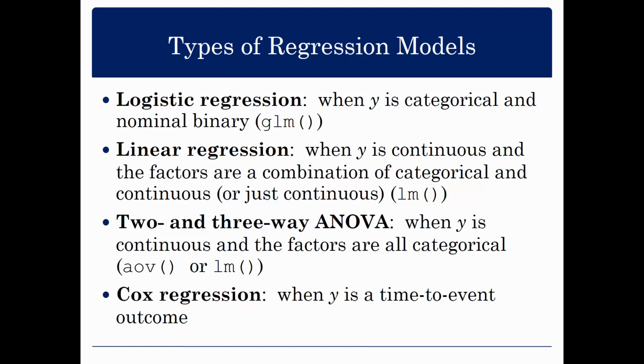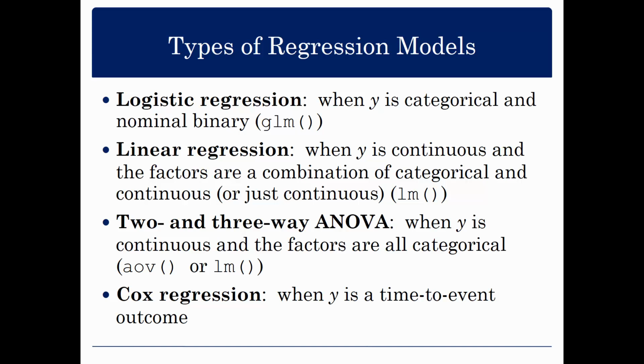ANOVA models are regression models. So I actually didn't even have to show this because they're doing the exact same thing. They're specific types of regression models that occur when all of your predictors are categorical. So you tend to see that when you've got 3 groups and you're comparing a continuous response, which we've actually already seen. There are many variations on ANOVA.